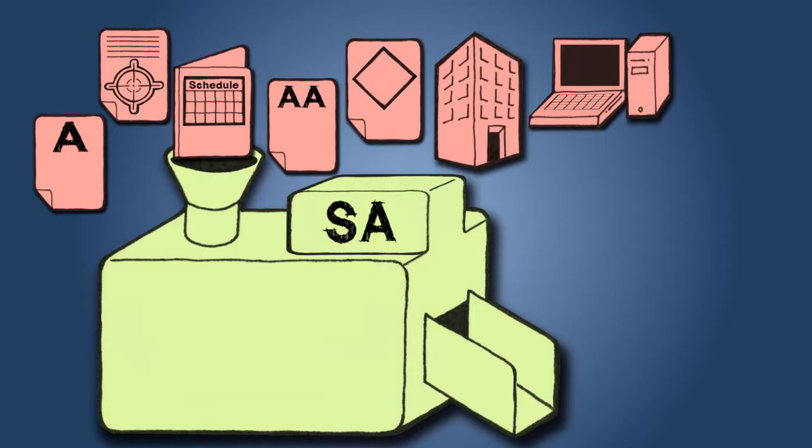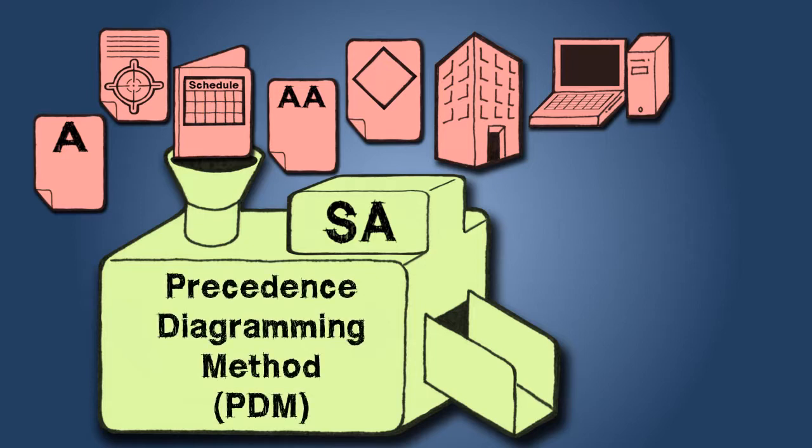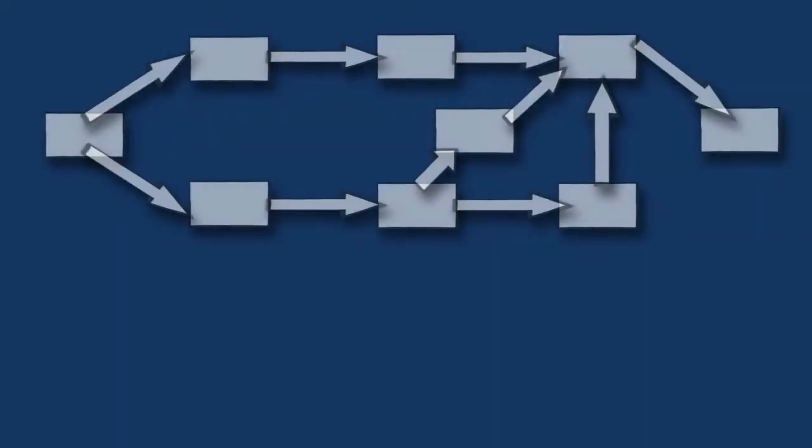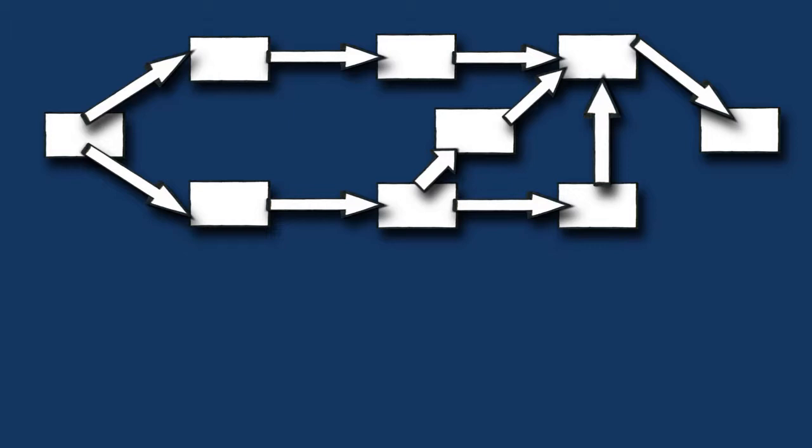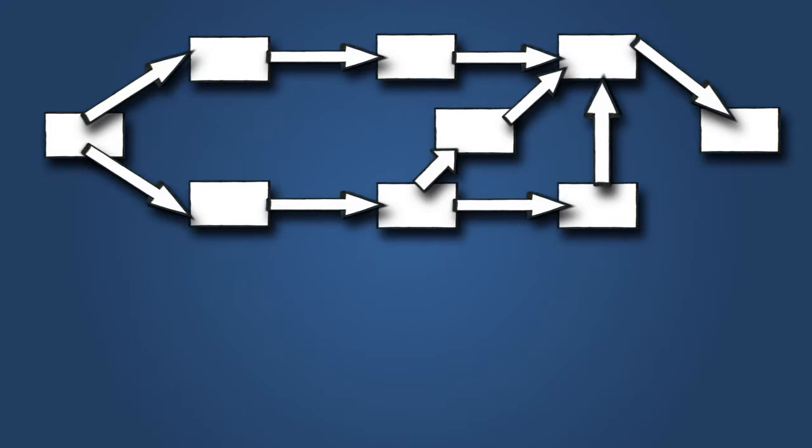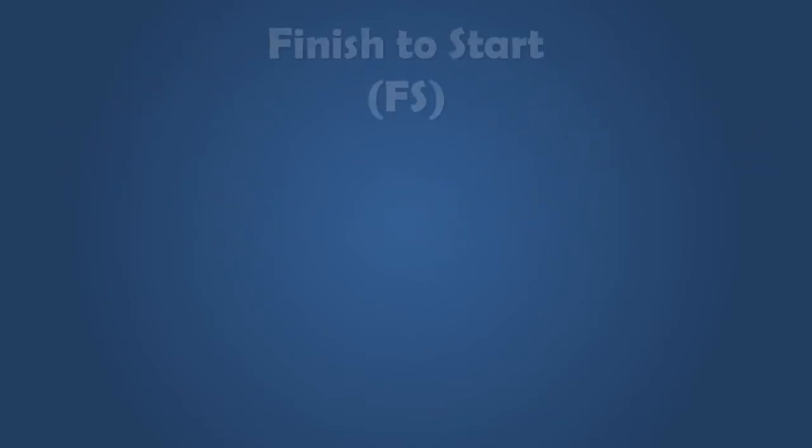The first tool and technique in the sequence activities process is the precedence diagramming method, or PDM. This is used to construct a schedule model in which activities are represented by nodes and relationships are shown as interconnecting arrows that are linked to show the sequence in which they are performed. There are 4 types of relationships in the precedence diagram. The first one is finish to start. Most tasks in a project will follow this relationship.